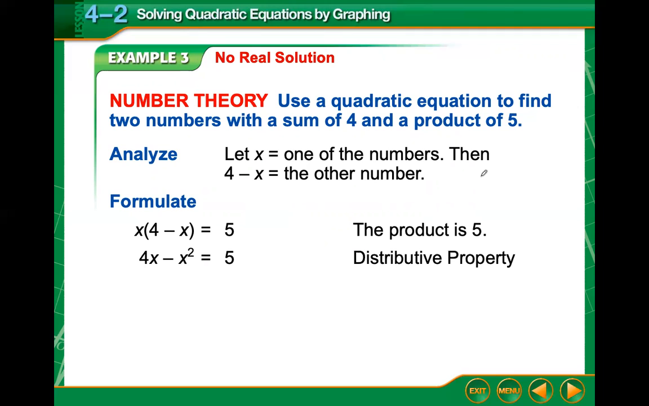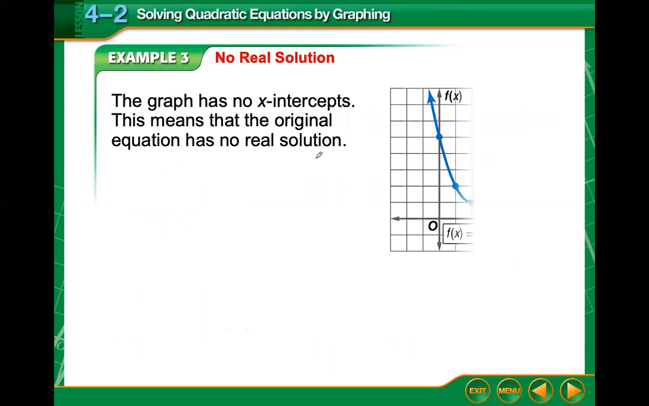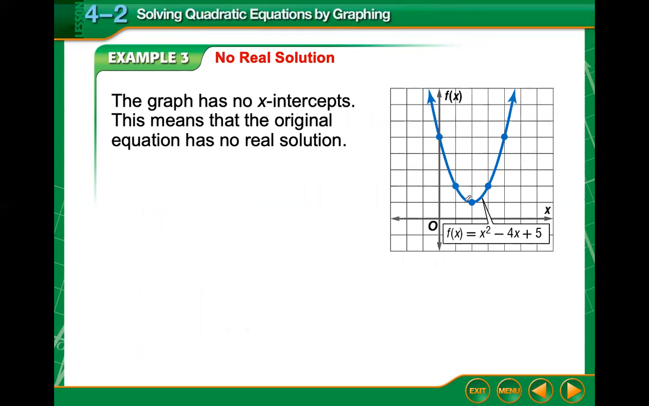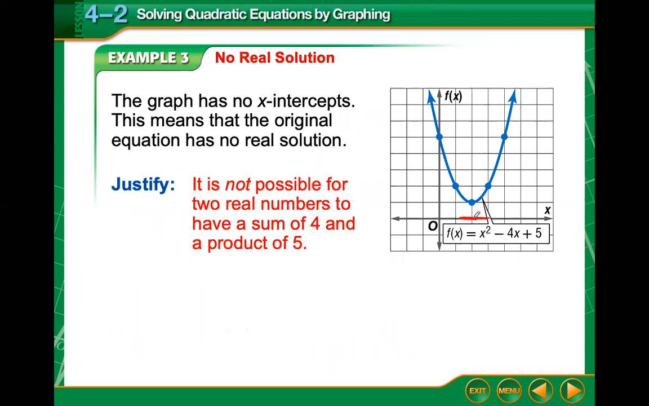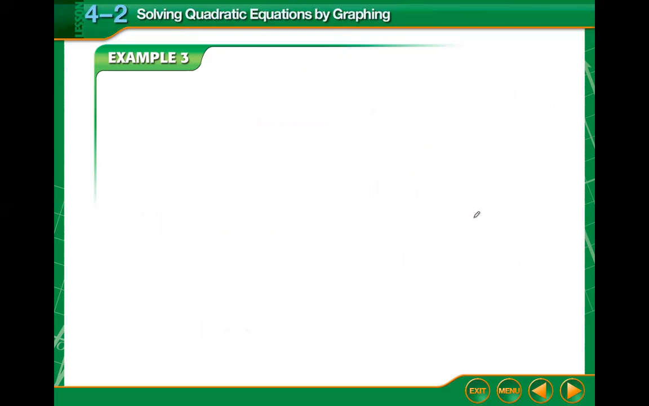So we're going to go ahead and distribute x to get 4x minus x squared. We're going to move 4x and negative x squared to the other side to get x squared minus 4x plus 5. And we are going to go ahead and graph this function. When we're graphing it, we notice that it never touches the x-axis. That means there are no numbers that we can combine to get a sum of 4 and a product of 5. You could try using several numbers, and you'll find that none of them work.